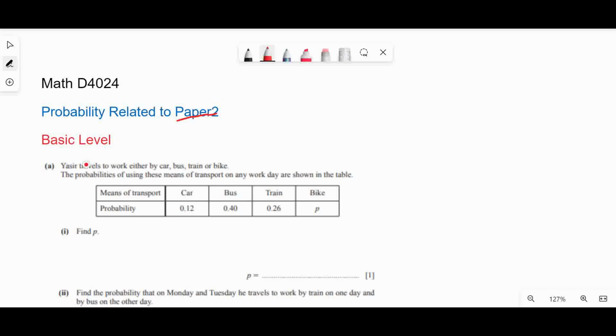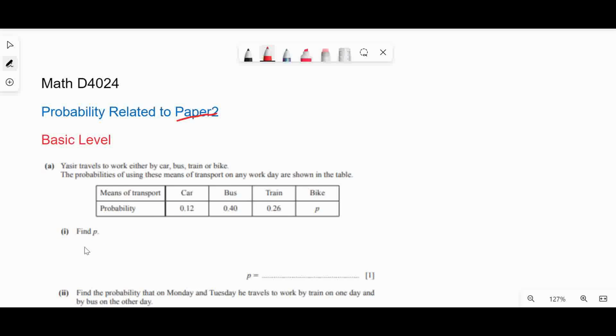So this is the first question: Yasser travels to work either by car, by bus or bike. The probabilities of these means of transport on any work day are shown in the table. Now this is the probability.